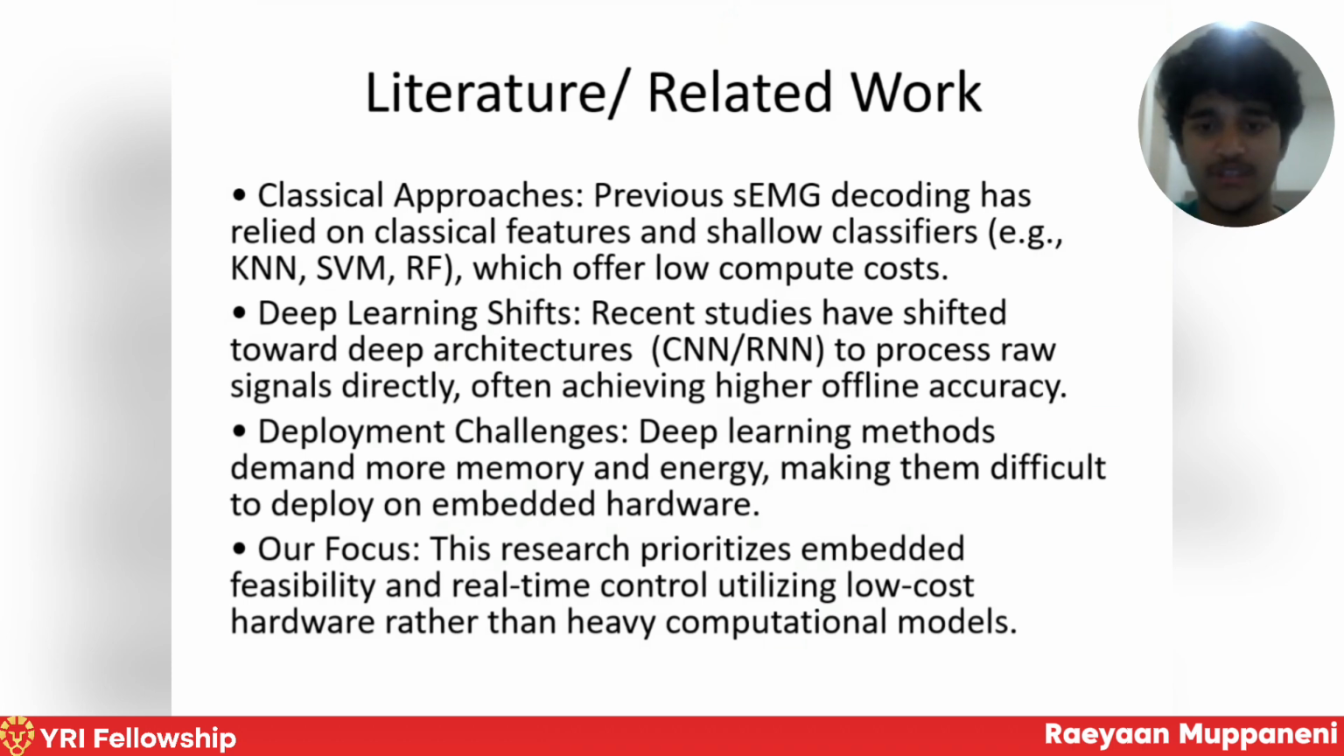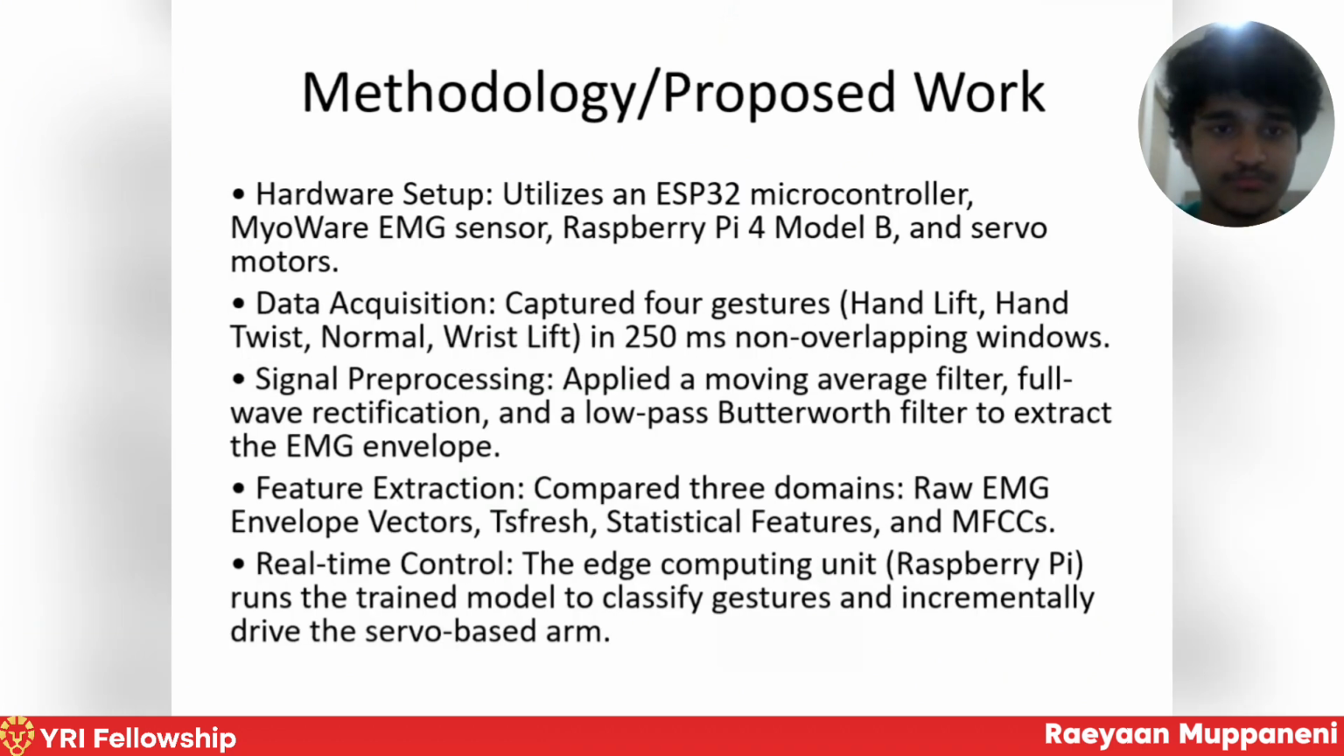However, the trade-off with CNN and RNN and these deeper architectures is that they demand more energy and memory, which makes them more difficult to deploy on embedded hardware, as well as not working as quickly in real time. The focus of this specific research was to prioritize the feasibility and real-time control, as well as maintaining a low cost rather than getting a higher accuracy. So I decided to focus more on the classical shallow classifiers, KNN, SVM, random forest, and MLP.